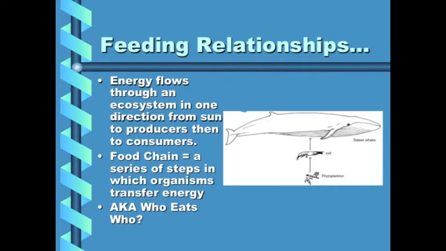The relationships between producers and consumers are feeding relationships. Now, energy flows through an ecosystem in only one direction, starting with the producers and moving through the chain. Okay, the producer will give energy to the primary consumer, which will give energy to the secondary consumer. That's what makes up a food chain, a series of steps in which organisms transfer energy. That's what you're going to be responsible for making at the end of today's class.